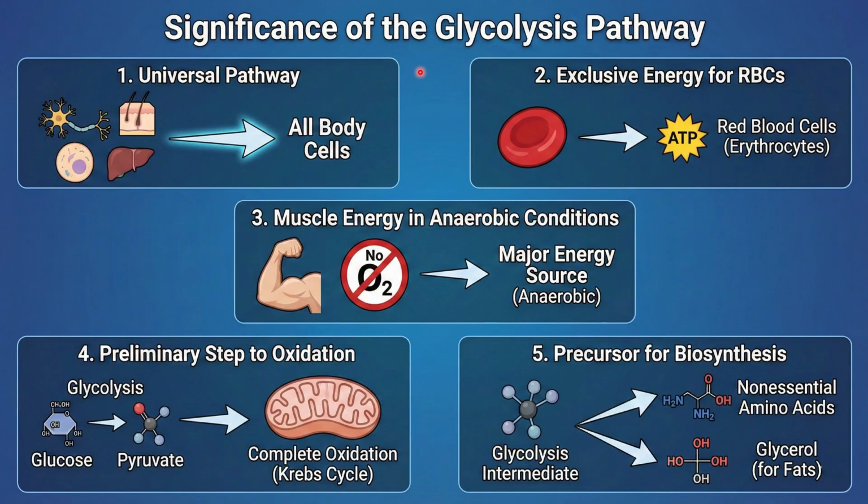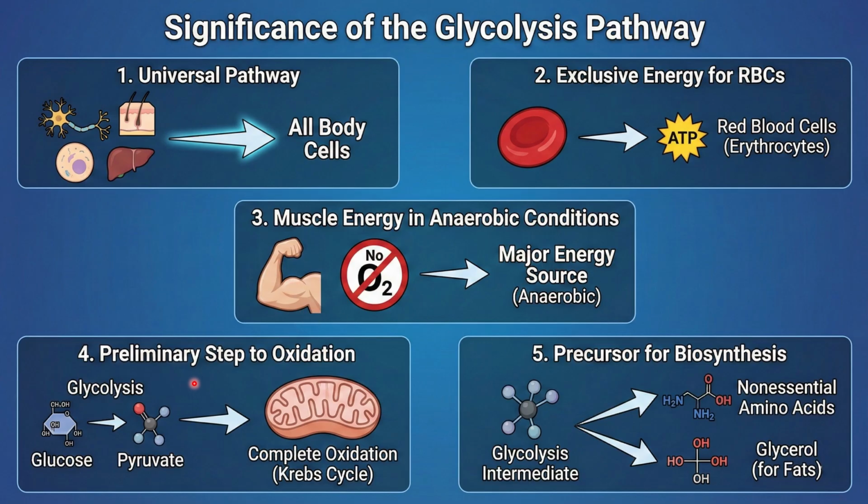So what is the significance of the glycolysis pathway? The glycolysis is the first major pathway to break the glucose and get the energy. And it is also the universal pathway present in almost all the body cells except RBCs, cornea, and lens. So these three structures, they solely depend on glycolysis to meet their energy demands. Then glycolysis, since it is happening in anaerobic conditions also, it is a major source of energy to the muscles.